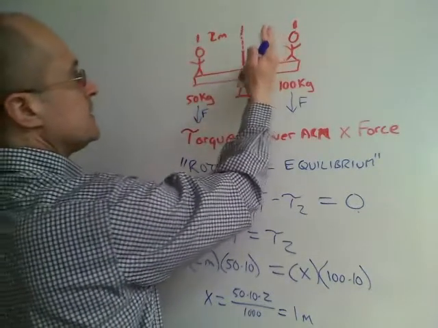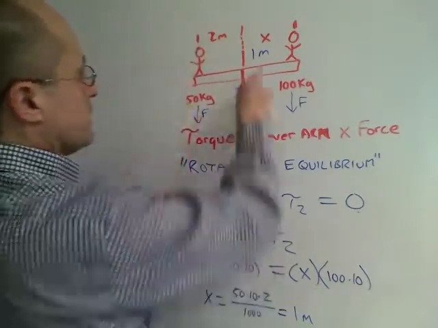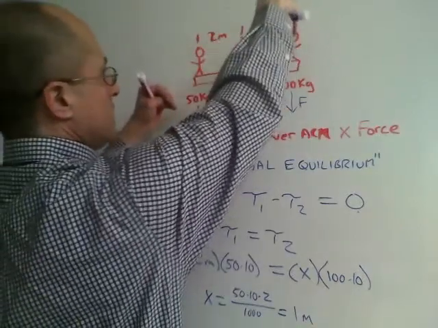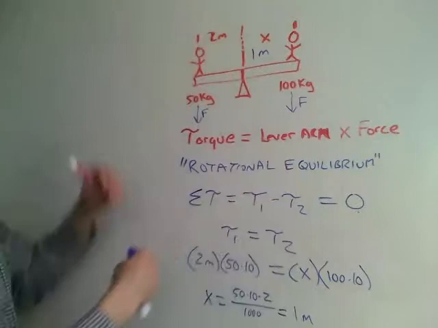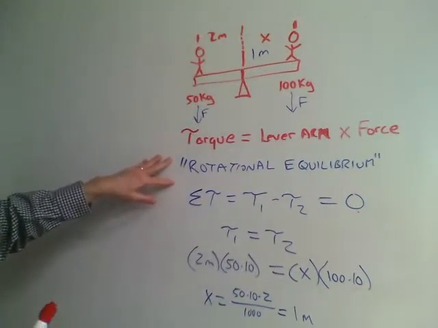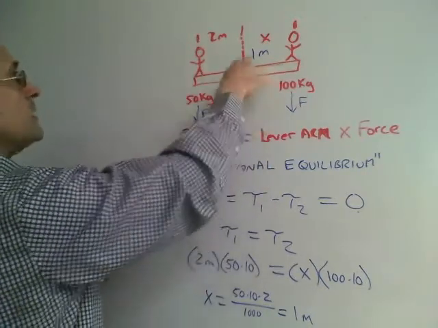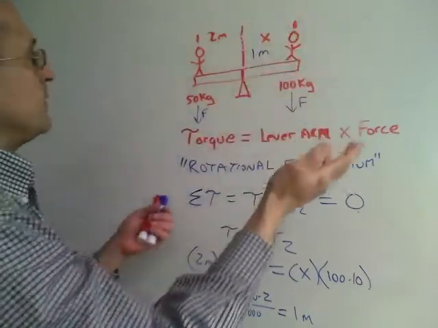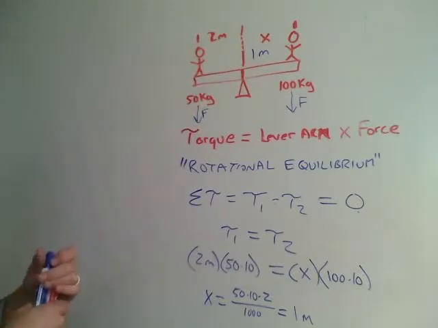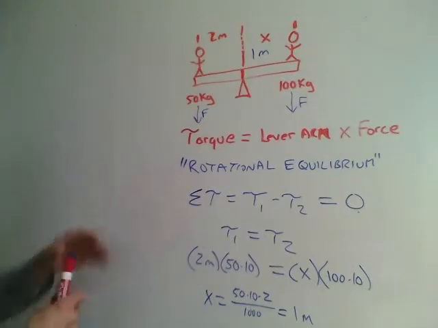If that kid sits too close, then there's a net torque, and this kid goes down. If he sits further out than 1 meter, then his side has the net torque, and the teeter-totter rotates the other way. But this is the idea of looking at torque for rotational equilibrium. And of course, you could also look at this problem and say, the kid's already at a given distance, how heavy must he be, and things like that. You can juggle these problems around differently. But the idea of rotational equilibrium is that the sum of your torques is equal to 0.